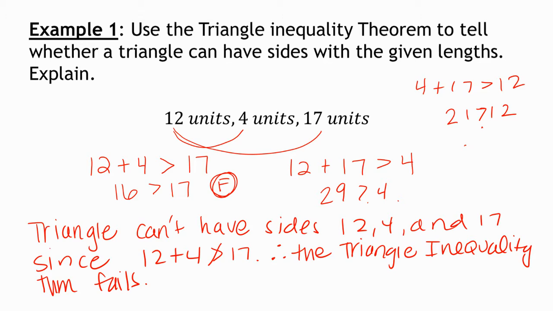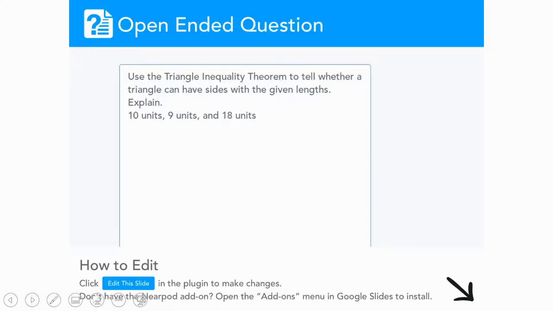Okay, now if all of them had been true, then I would basically restate the triangle inequality theorem. So I would say, yes, the triangle can have the following sides, since the sum of any two sides is always greater than the third side. So if you have all three cases that are true, then obviously your answer would be yes. But if you have just one combination of the numbers that's false, then the whole theorem is incorrect. So make sure you test all of your different ones. Now you guys have a practice question to go ahead and do.